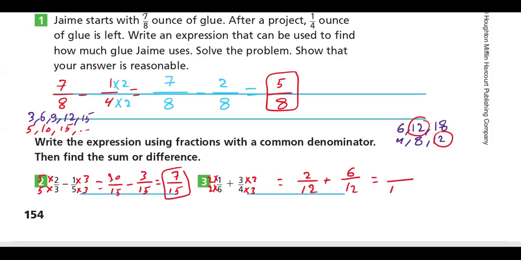The same denominator, write one of them, and 2 plus 6 is 8. It's 8 over 12. So I can simplify it by dividing by 4, up and down. So 8 divided by 4 is 2. 12 divided by 4 is 3. So this is the answer, 2 over 3.